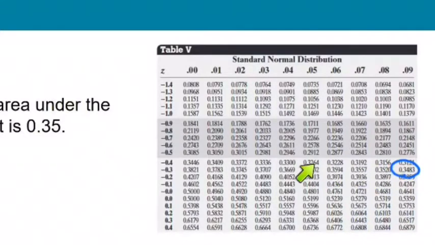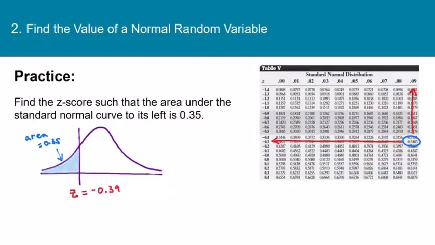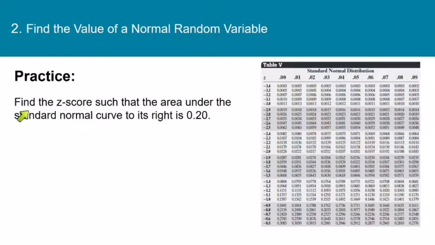And so now I'm going to trace this one back to the edges to get its z-score. So the first two digits are negative 0.3, and the last digit is 9. So the z-score we're after is negative 0.39.